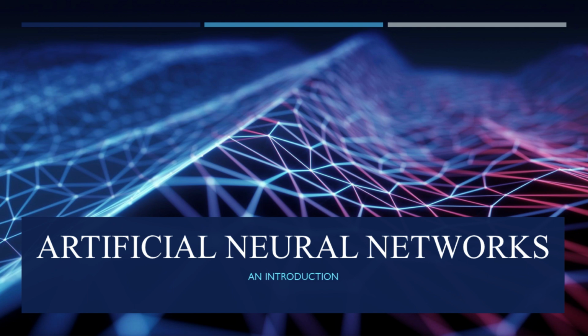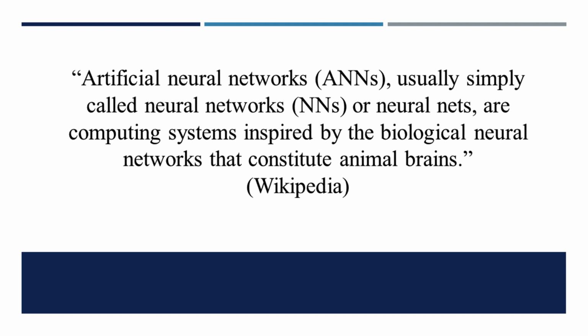Wikipedia says that artificial neural networks, ANNs, usually simply called neural networks, NNs, or neural nets, are computing systems inspired by the biological neural networks that constitute animal brains. Now the question is, how do they work?